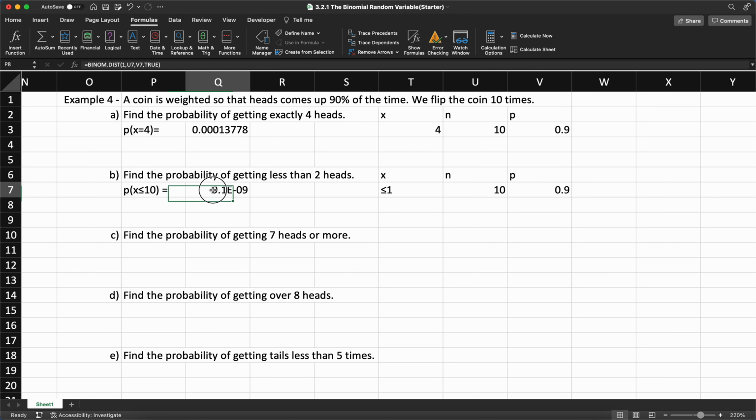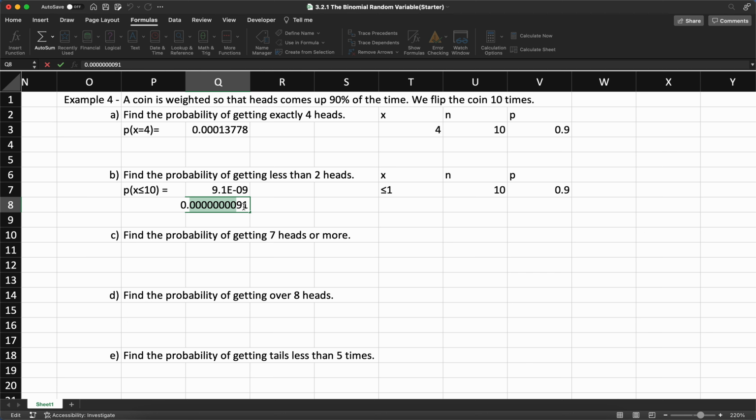So this comes out super small. What is 9.1 times 10 to the negative 9, which is what this is saying? That's the same thing as 0.000000091. So that's a lot of zeros. That's basically 0. The probability that I'm going to get less than 2 heads is 0. I mean, it's not 0, but it's pretty much 0.